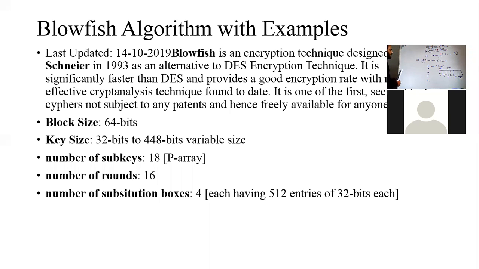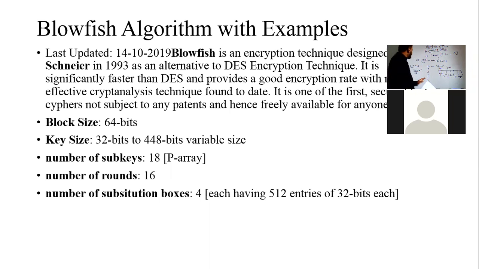Now, suppose we have an input key. We have two types of key. One is the P array, which is already defined in the algorithm. Another is the input key, which we provide to the algorithm. So if we have a 448-bit key, and each P array is of 32 bits, we have to divide this 448 by 32. Our P array size is 32 bits.